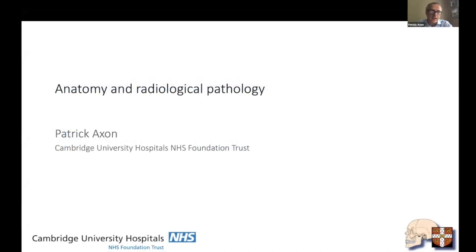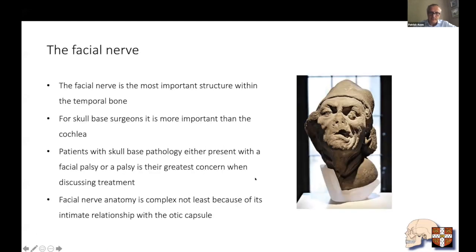So Simon has asked me to talk about the anatomy and radiology of skull-base pathology, and as I've only got 25 minutes, and there's quite a lot to get through, I thought actually I'd concentrate on one structure, and only just one structure, and that structure is very much the reason why we have skull-base surgeons. So that's the facial nerve.